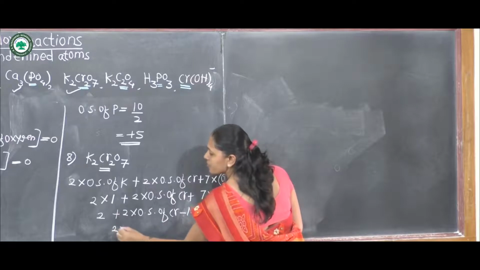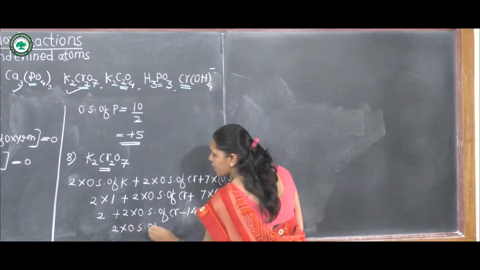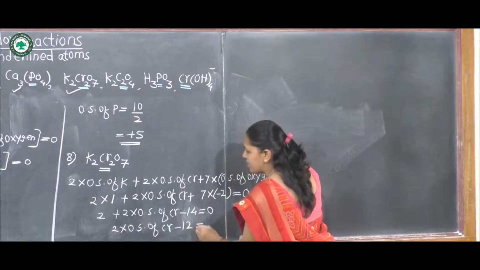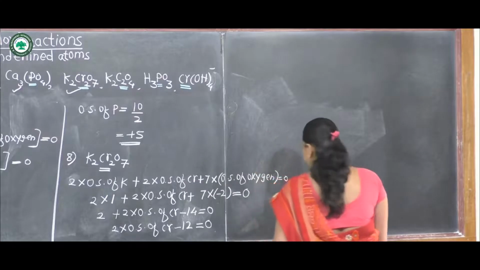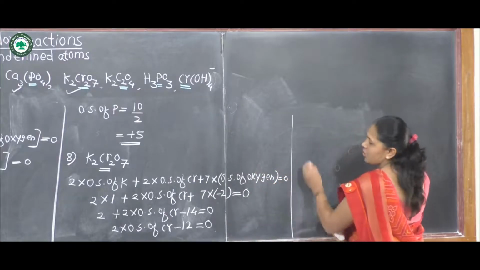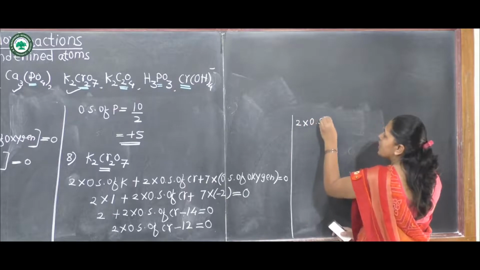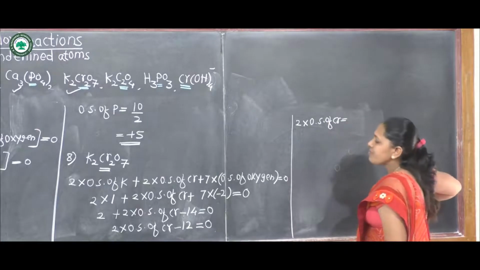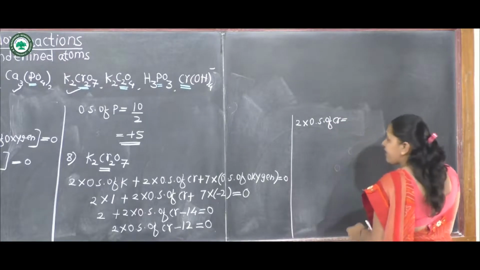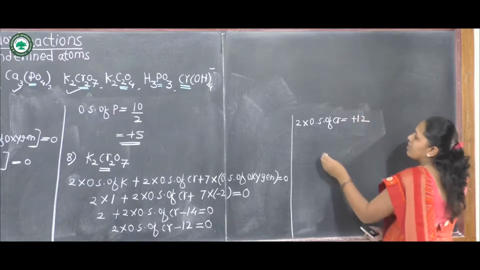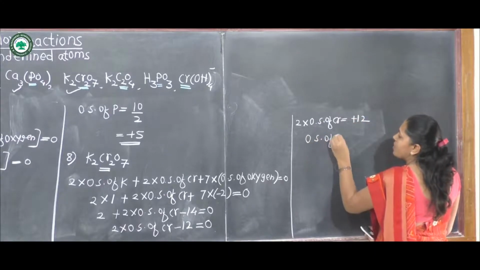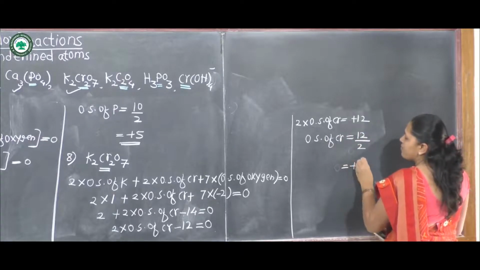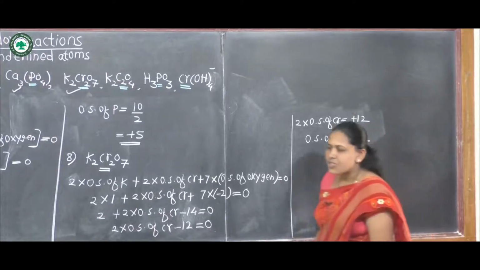-14 plus 2, 2 into the oxidation state of chromium, -14 plus 2 is equal to -12, is equal to 0. And 2 into the oxidation state of chromium is equal to this -12 on the right-hand side, it is +12. Therefore, the oxidation state of chromium is equal to 12 divided by 2, that is +6. This is the oxidation state of chromium.